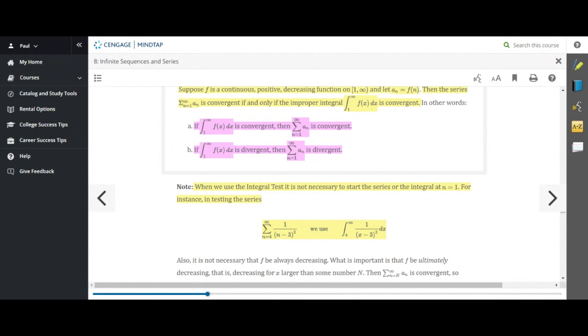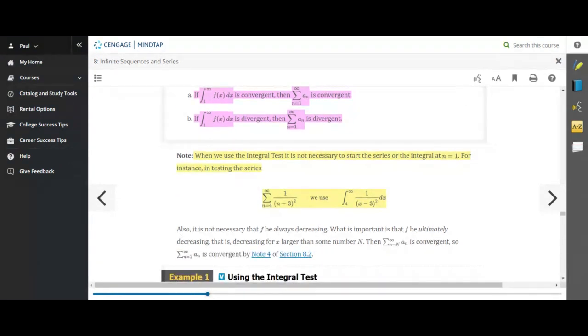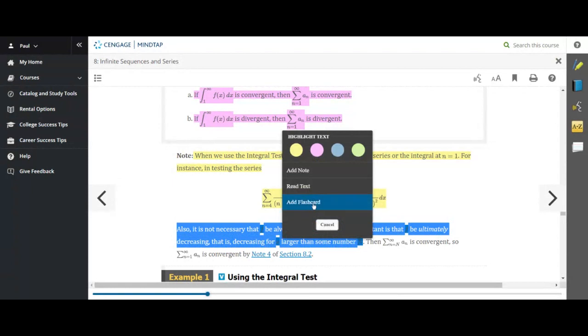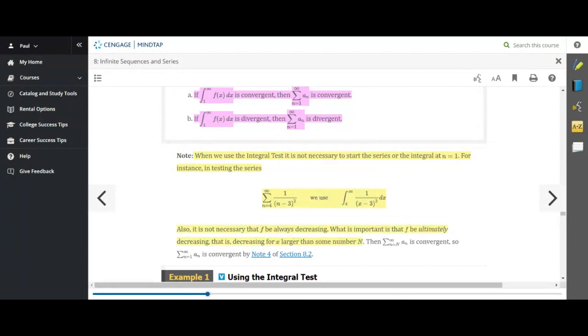They make another comment that's important. It's not necessary that the function always be decreasing. What's important is that the function ultimately be decreasing. That relates to what happens as you go on in the series, and to the divergence or convergence of an improper integral.